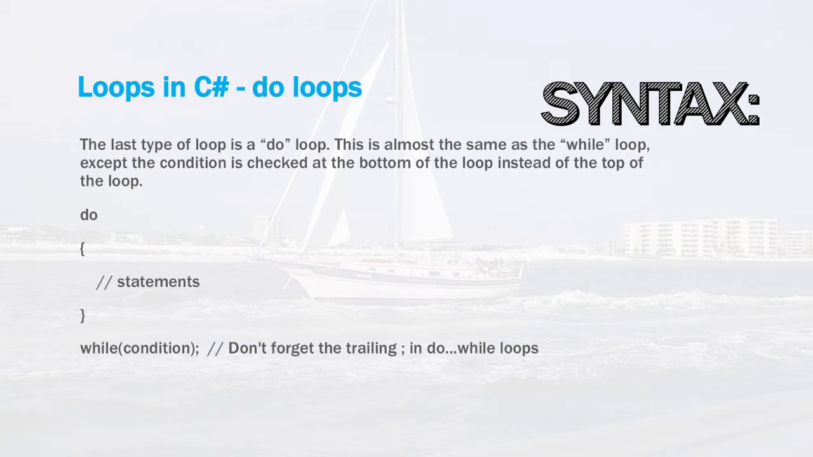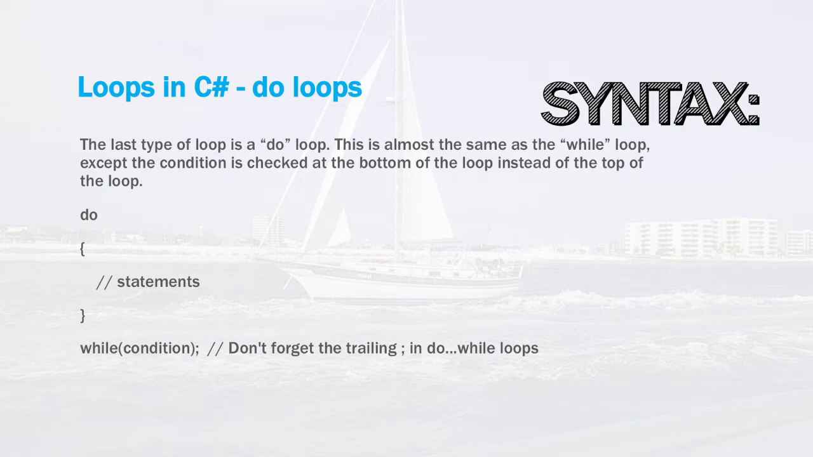The last type of loop we'll look at in C# is the do loop. The do loop is almost exactly the same as the while loop, except the while condition is at the end of the loop instead of at the beginning of the loop. What this will change is that the loop is guaranteed to execute at least one time because the condition is not evaluated until the bottom of the loop.